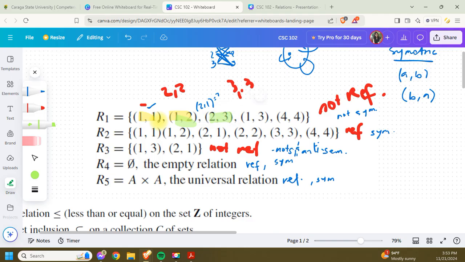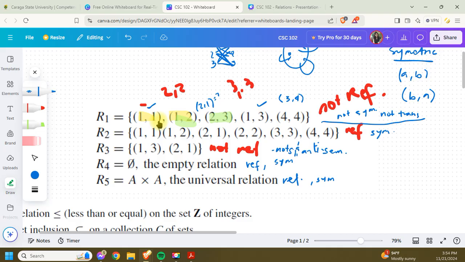If we look for an element that starts with 3 here, we could still pair it. But since there is none, there isn't, right? So we can say that this is not transitive. This is not transitive because of the existence of (1, 3). If we look at (3, 4), it could still work, right? So okay, this is not transitive. So the answer for R1 is: not reflexive, not symmetric, and not transitive.